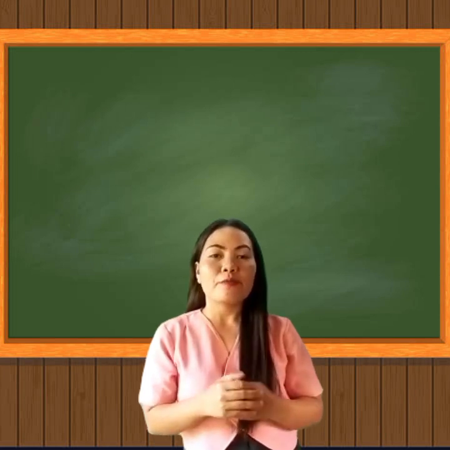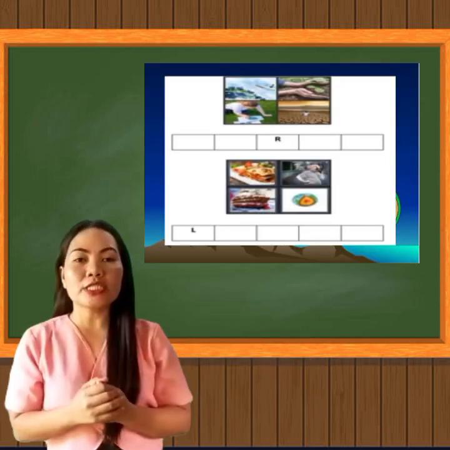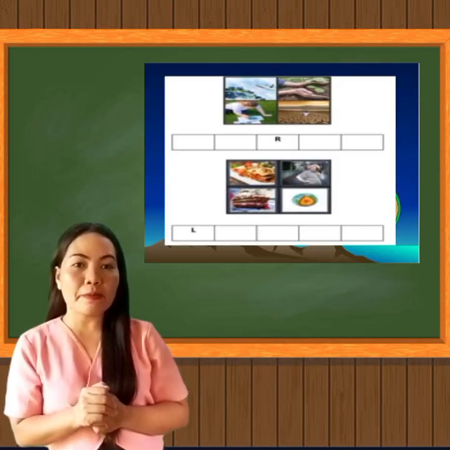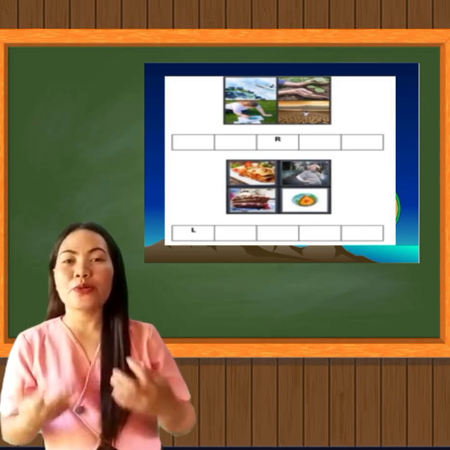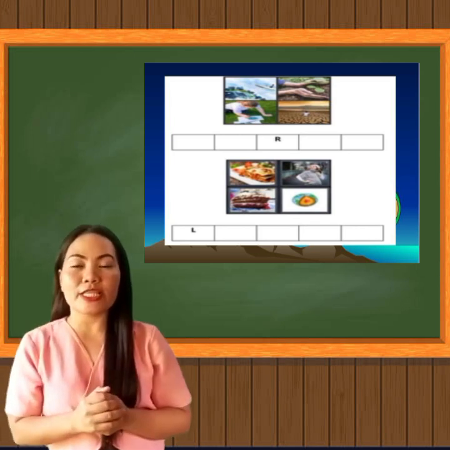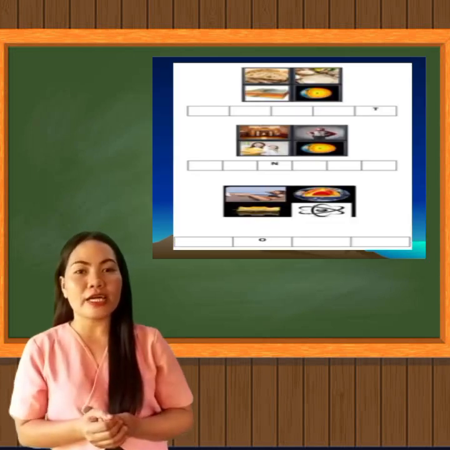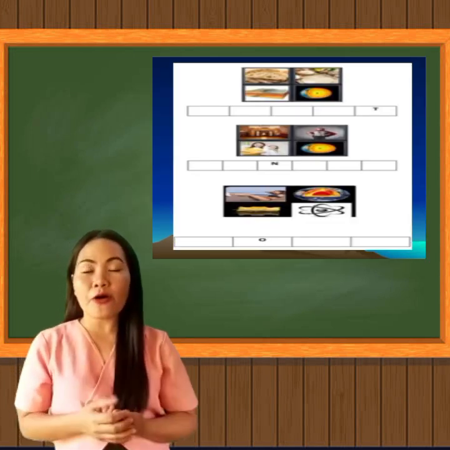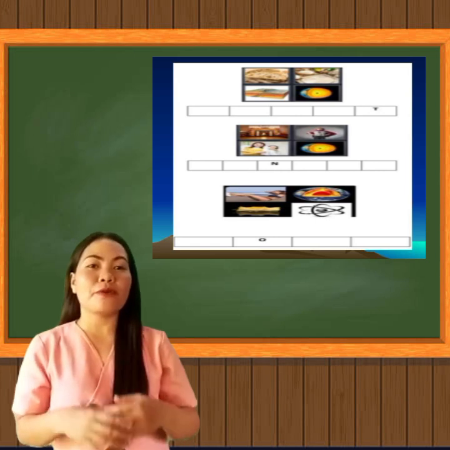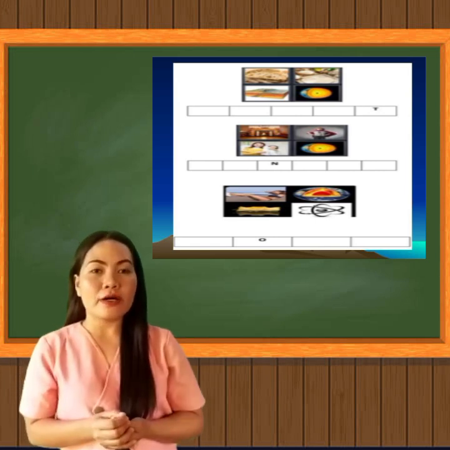Okay? Very good. So picture number one. What is it all about? Very good. It is the earth. And number two, layer. Very good. And number three, grass. Number four, mantle. Very good. Number five, horse.